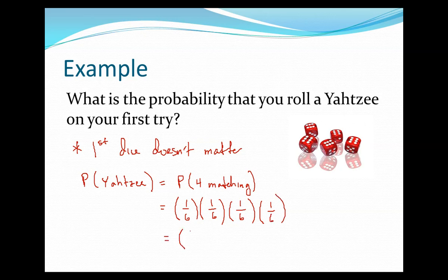You may have already thought of an easier way to write that. Instead, if you didn't want to write the repeated multiplication, you could just use exponents. And that works out to 1 over 1,296. Or if you put that as a percentage, very rare, about 0.08%. So only once in every 1,296 rolls, you'd expect to get a Yahtzee on the first try.